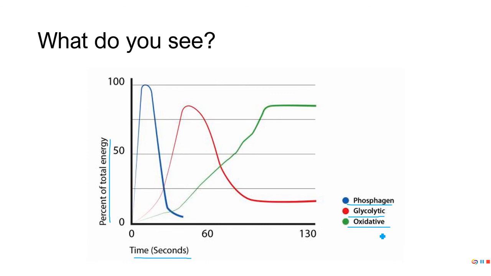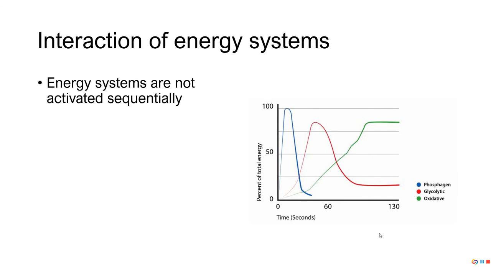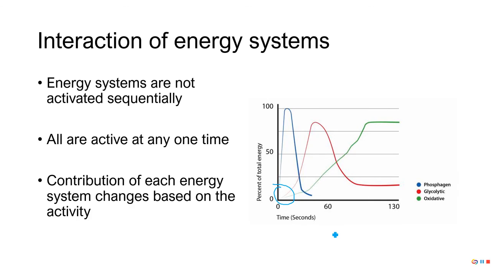And we've already addressed a couple of these things earlier. It's important to know the energy systems are not activated at the same time, and they're not even activated 1, 2, 3. If you look here at the bottom, as soon as we start exercise, we're activating all of these systems. But each of the systems is dominant at a different time, and it depends on the duration of what's going on.